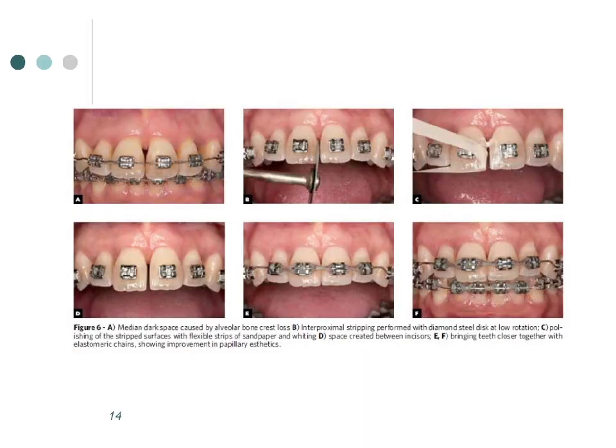In the first picture here, we can see the median dark space caused by alveolar bone crest loss, followed by interproximal stripping performed with a diamond steel disc at low rotation. Polishing of the stripped surfaces with flexible strips of sandpaper and white. Space created between incisors can be clearly seen in picture D. In E and F, we can see the teeth coming closer with elastomeric chains, showing improvement in papillary aesthetics and closure of the median dark space.